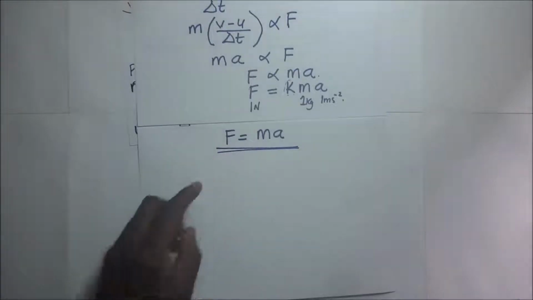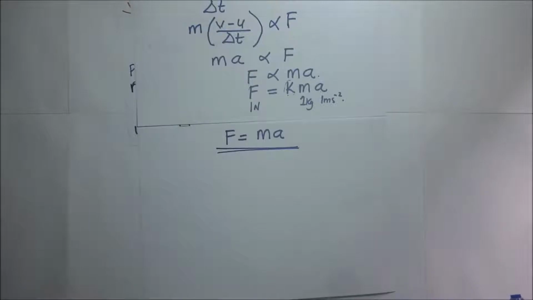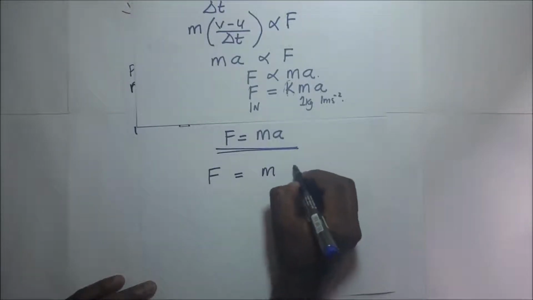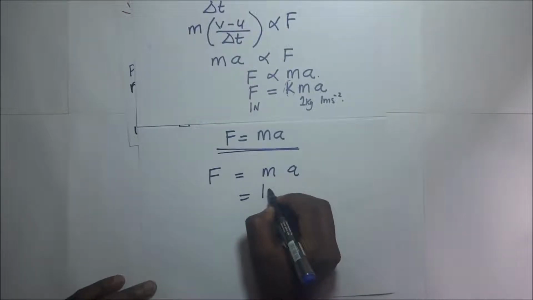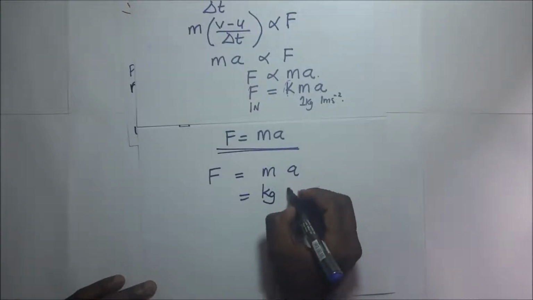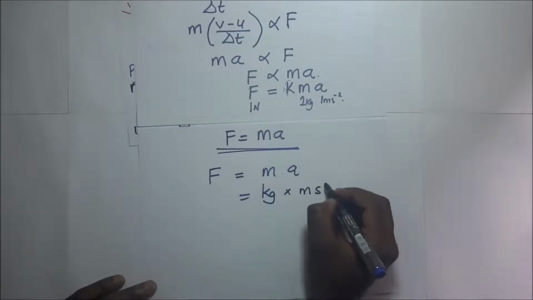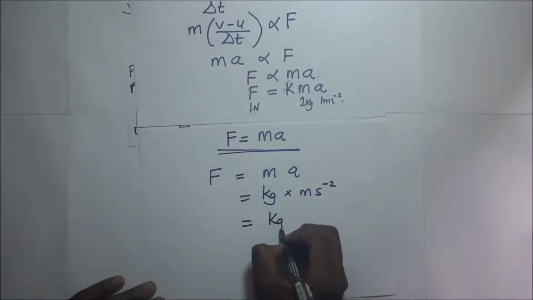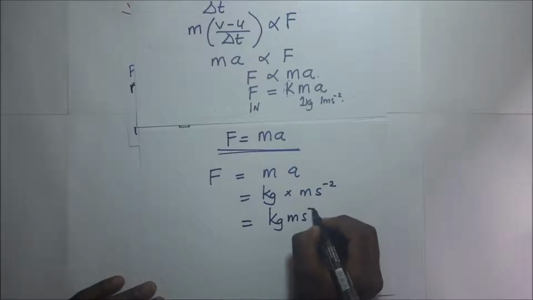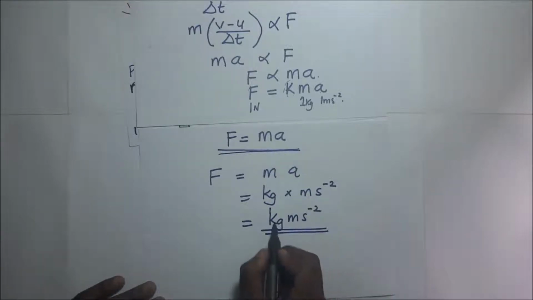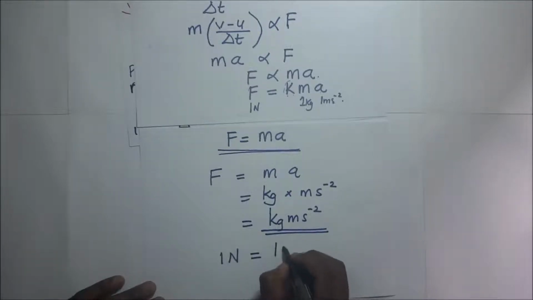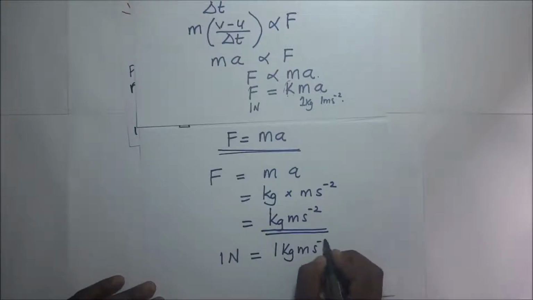Now force here is in newtons, or let's say the SI unit of force is the newton. And what is a newton? If I may derive it, F is equal to mass times acceleration. We know that mass is in kilograms, and acceleration is in meters per second squared. So it means that the force is equal to kilogram meters per second squared. So 1 Newton is equivalent to 1 kilogram meter per second squared.